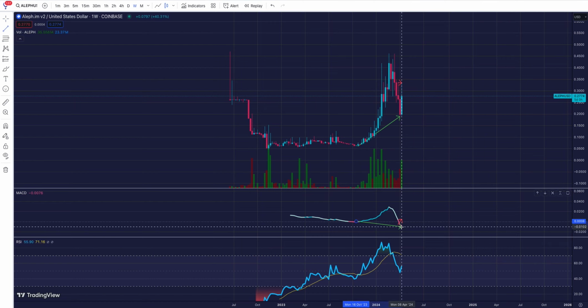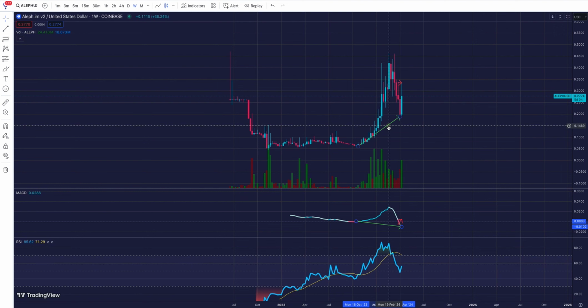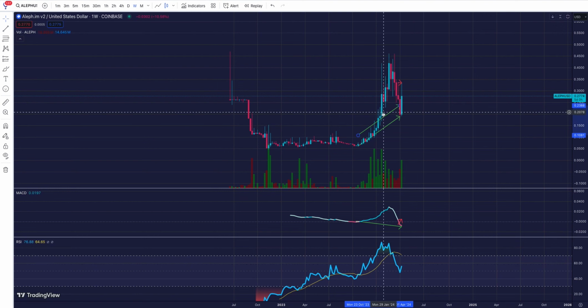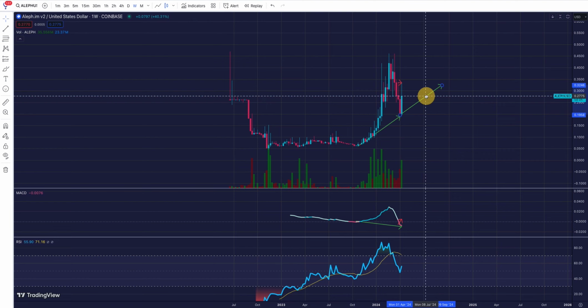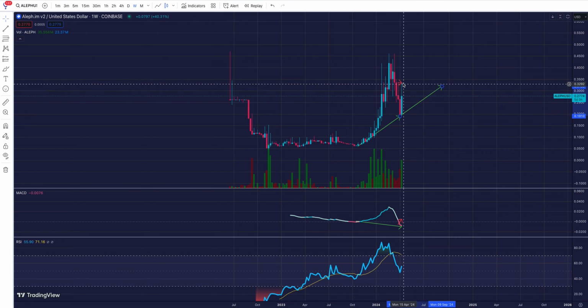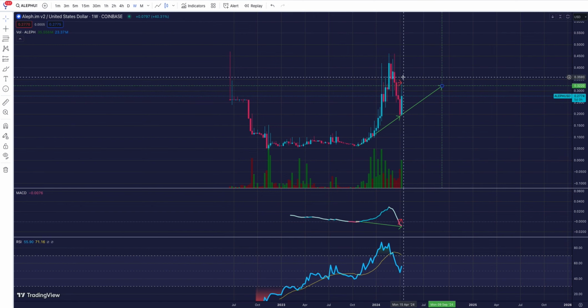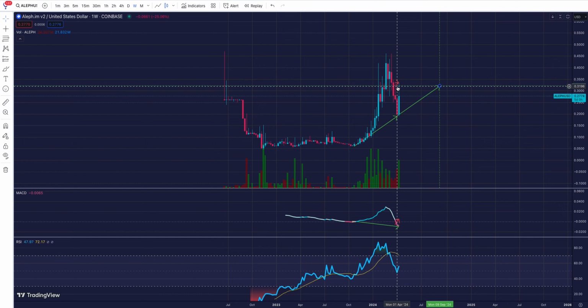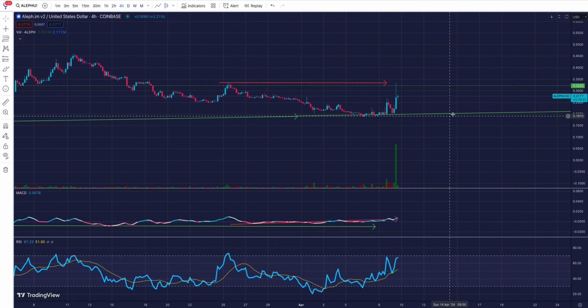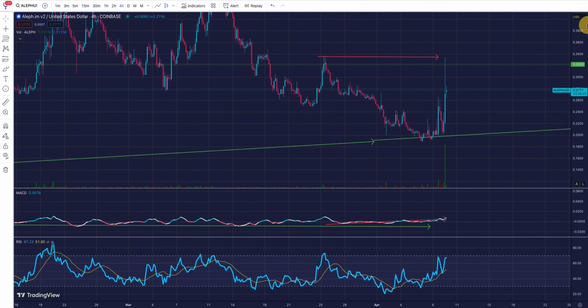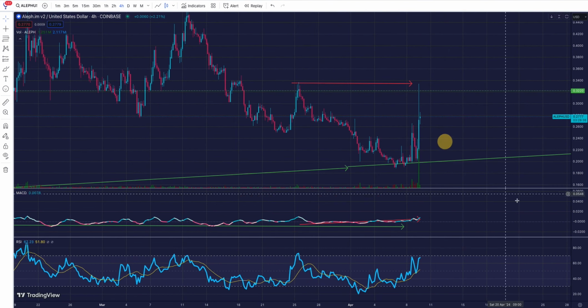Let's draw that divergence, this divergence, and let's see where it leads us. It's actually leading us exactly where we are today, which makes all the sense in the world, right? So that's the price target. We've already kind of materialized it. Fine. Let's go into a 4-hour candle now, and let's see what type of movement we can expect from the price soon.